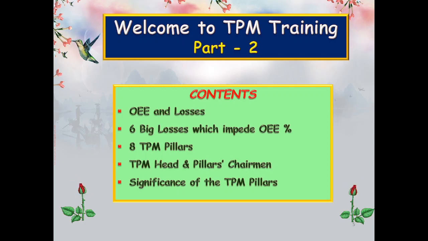Welcome to TPM training part 2. In this video, we will be discussing about overall equipment effectiveness and their losses. The 6 big losses which impede OEE percentage. What are these 8 TPM pillars? TPM heads and pillar chairman. Significance of the TPM pillars. Let's move into the subject and see what are the big losses which impede OEE.